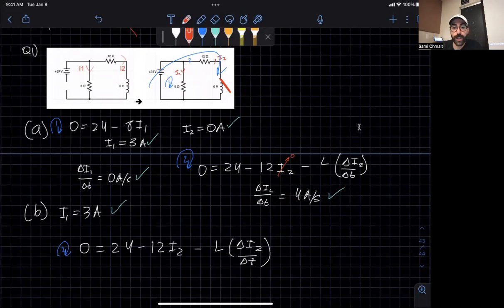There's no longer a change in current over time as it's acting like a wire. A wire just is a wire. It just allows the same amount of current to go through as always. So now you just need to resolve for this I2. And when you solve for I2, it will come out to be 2 amps.